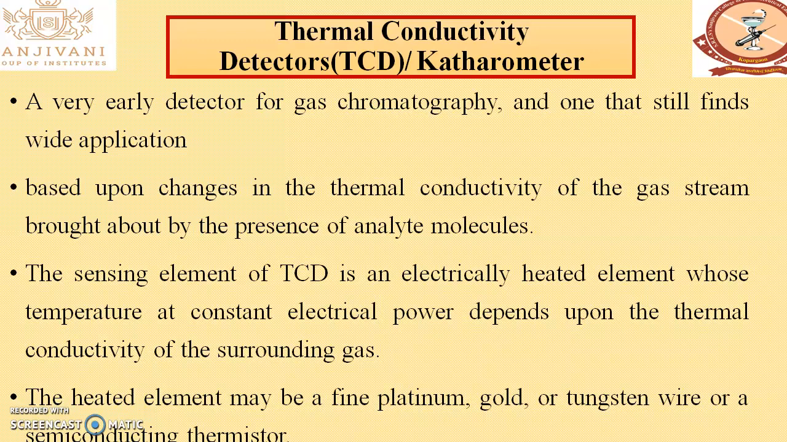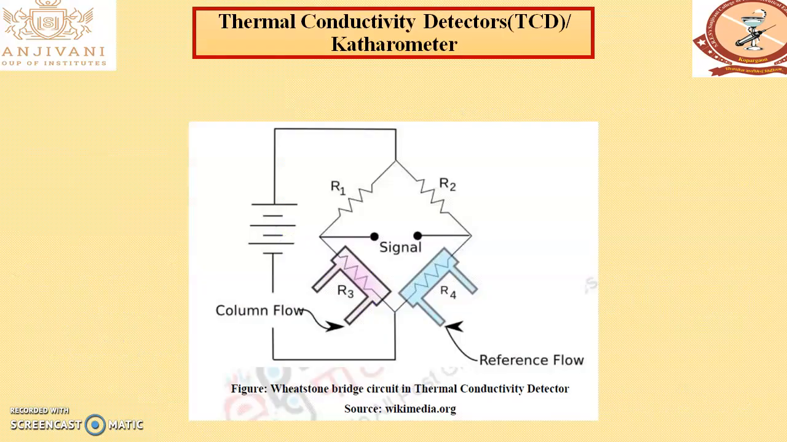In the case of the thermal conductivity detector, or catharometer, we have a sensing element like a Wheatstone bridge. That sensitive element is kept at a constant temperature and constant electric power, and the temperature of this filament, or heated element, depends on the thermal conductivity of the surrounding gas. This heated element may be made of platinum, gold or tungsten wire, or even a semiconducting thermistor. Here we can see the diagrammatic representation of this thermal conductivity detector.